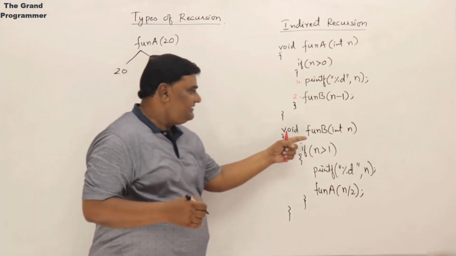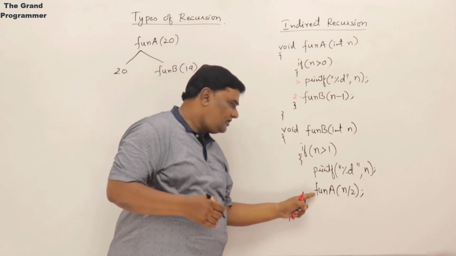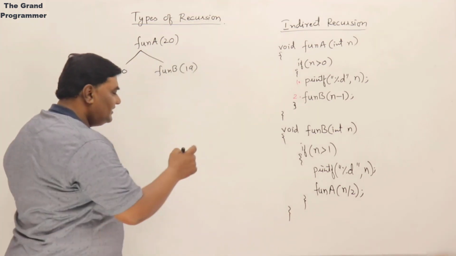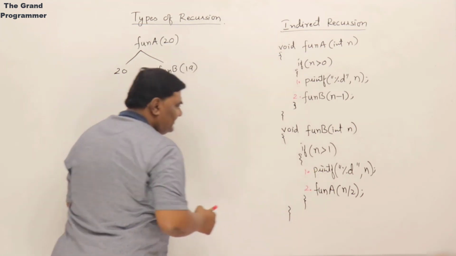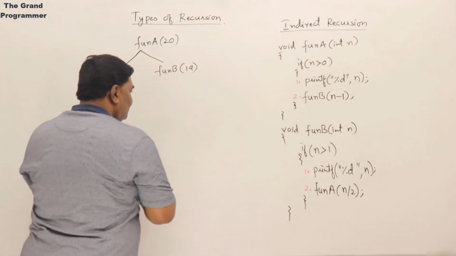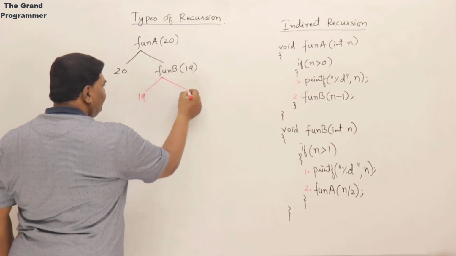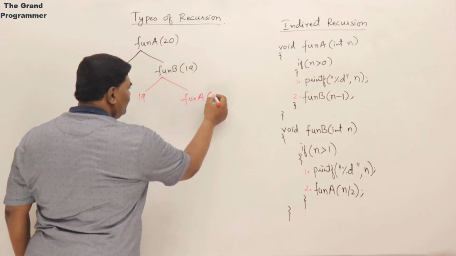Now what does function B do? Function B, if n is greater than 1, then it will print and call function A by passing n by 2. So two steps are there. First print and then call function A by half of n. So this is function B, so it will print 19 and it will call function A by passing 19 by 2, 9.